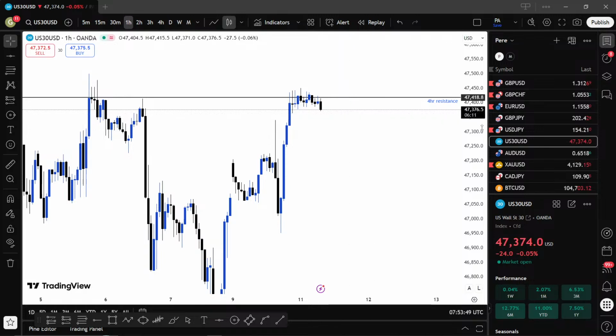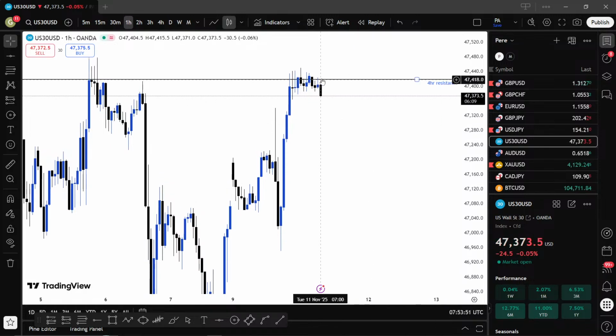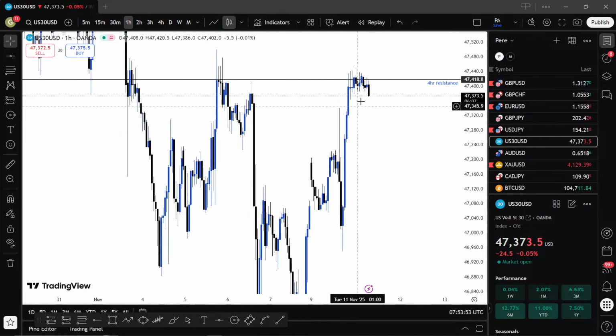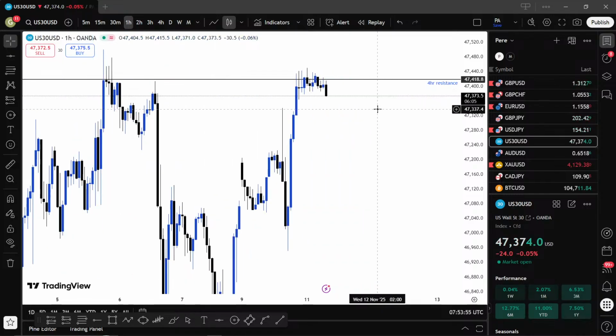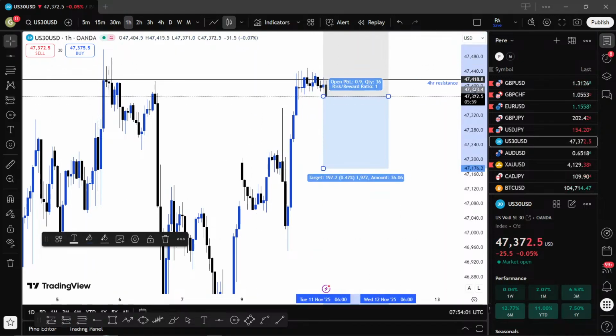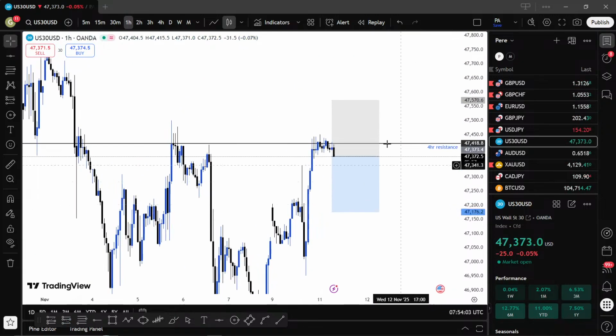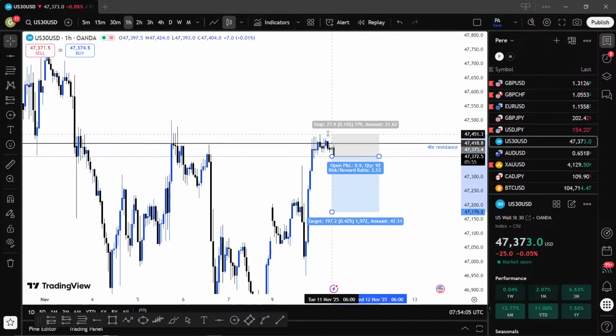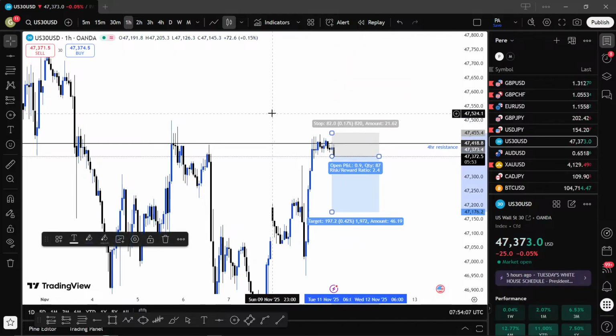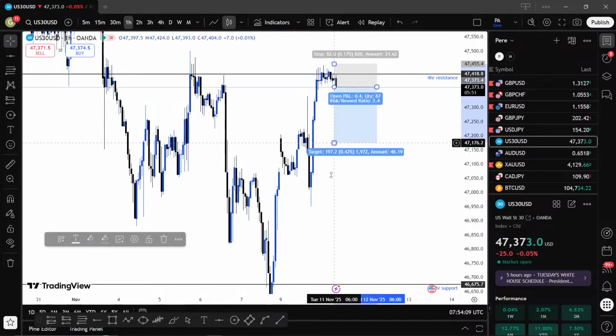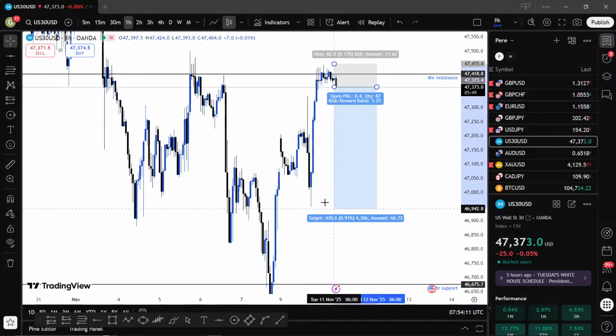Looking at it here, you can see the market literally tested the 4-hour resistance, and now it's selling off gradually. So this could be a great sell. You enter right here with your stop loss right above here, not too long, not too tight, and then you aim for this candle right here.